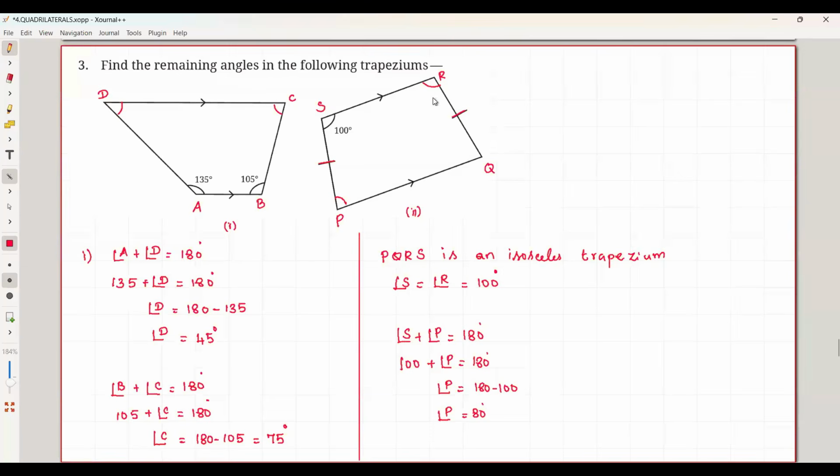Or you can use the same method: angle R is 100, so 100 plus Q is equal to 180 degrees. So 180 minus 100 again gives 80 degrees. Two ways. Angle P is equal to 80 degrees. Therefore, directly I can write angle Q also 80 degrees. Why? Because base angles are equal. So clear? These two are 100, and these two base angles are 80.